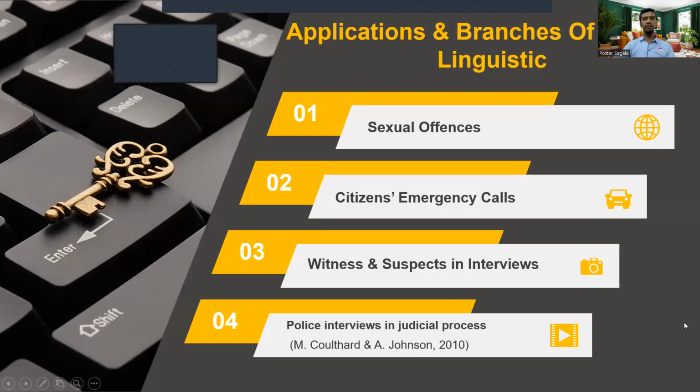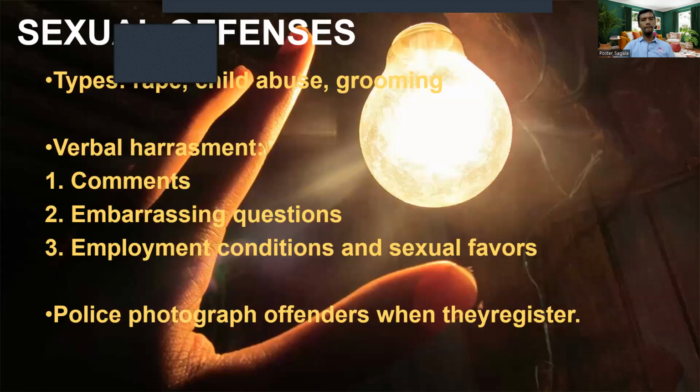Next, applications and branches of forensic linguistics. As you can see here, there are four branches of forensic linguistics. The first one is sexual offenses, and the second one is citizens' emergency calls. The third one is witnesses and suspects in interviews, and the fourth one is police interviews and the judicial process. So here are the branches that cover forensic linguistics itself. Now let's discuss them one by one.